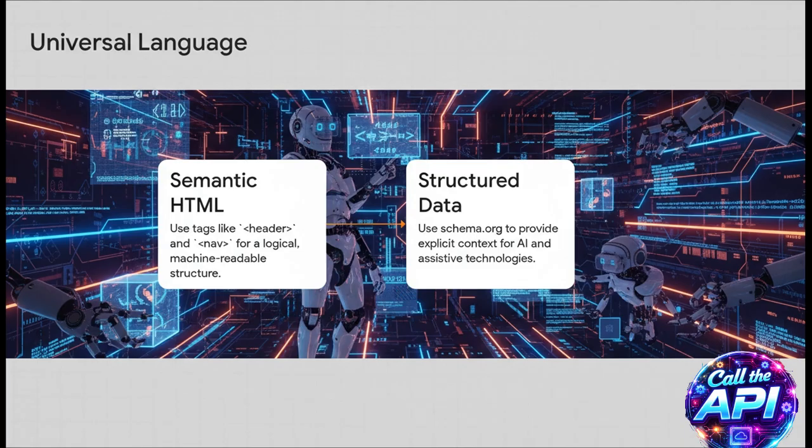Then, you level up. You add a layer of structured data using things like schema.org. This is where you get explicit. You're not just hoping the AI figures it out, you're telling it, hey, this is a product, this is the price, and here's a review. You're turning your web page into a database.